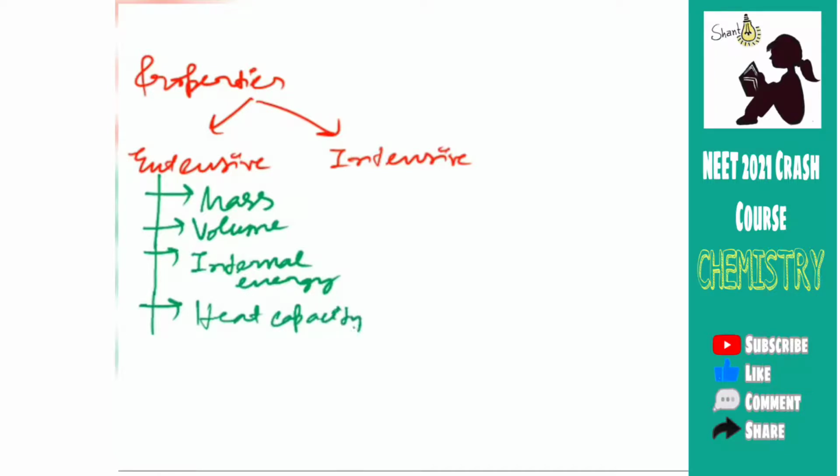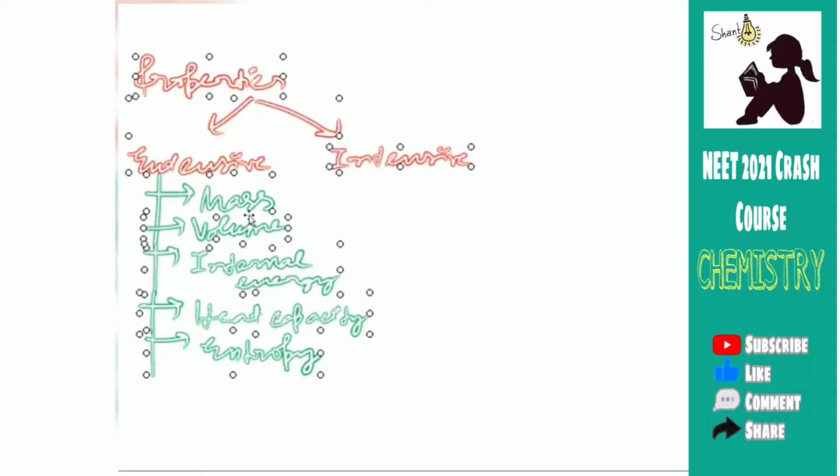Okay, we are all going to come across these terms later in this chapter, but just know it now. And then our entropy. Okay, these five are the extensive properties. So other than these five properties, all are intensive properties. So the properties are also done.